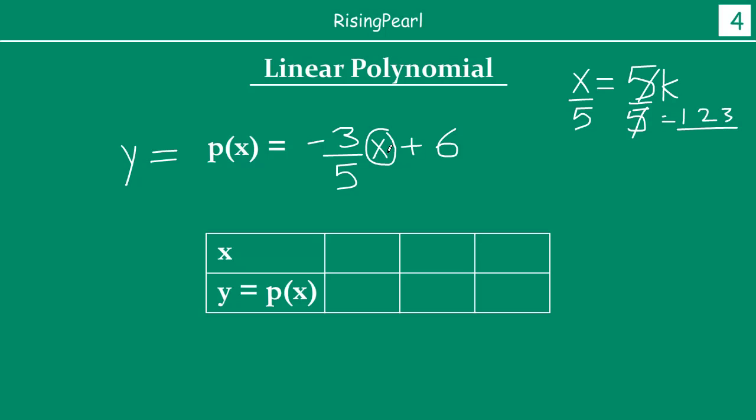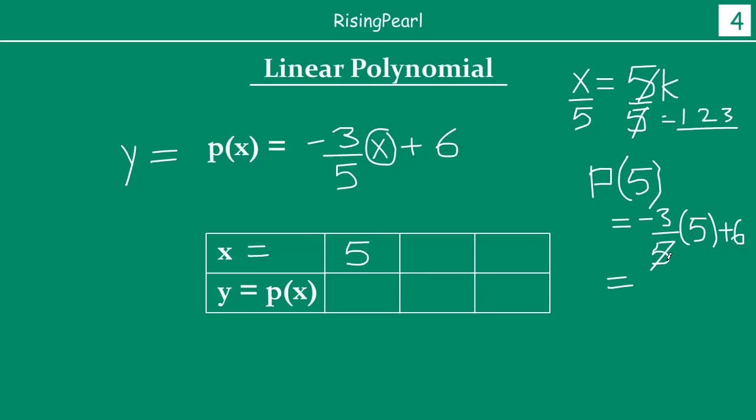So let's take some values. Let's say x equals 5. Why don't we start with x equals 5? If we take x equals 5, going with x as a multiple of 5, p(5) should be equal to minus 3 by 5 times 5, plus 6. The 5 and 5 will cancel out. We will have minus 3 plus 6, or 6 minus 3, which will be 3.